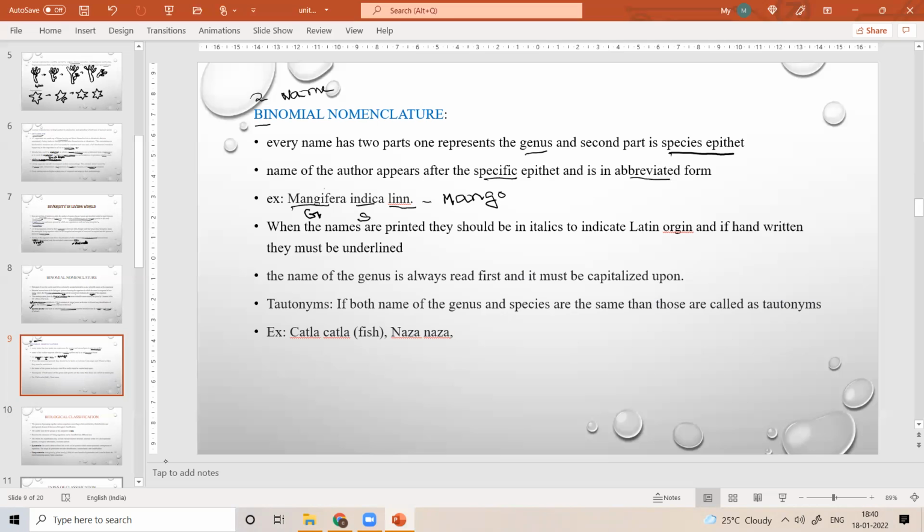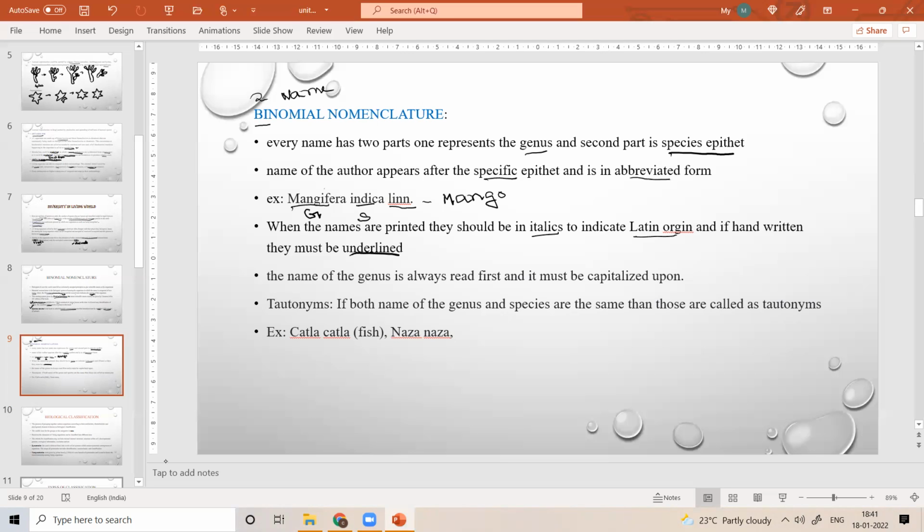So here, when the names are printed, they should be in italics so that it will indicate the Latin origin. Basically, most of the names are derived from the Latin language. In order to indicate the origin of this Latin language, if they are printed, they should be in italics. And if they are handwritten, so if we are writing them with our pen, then they need to be underlined. So these are the rules in binomial nomenclature.